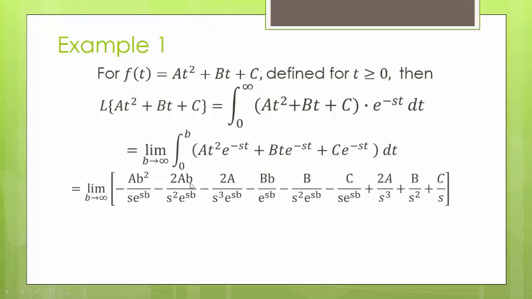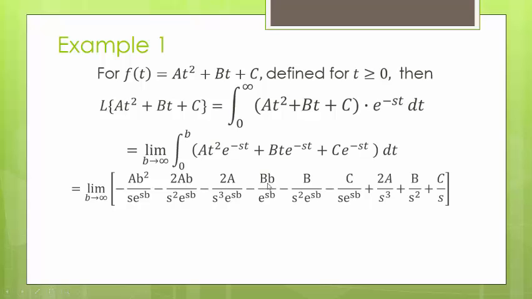Linear functions have no competition to exponential functions as b goes to infinity, so the first and second term, as well as the third term, because this is a constant over an exponential, these first three terms completely go to 0, so they will disappear once we evaluate at the limit.